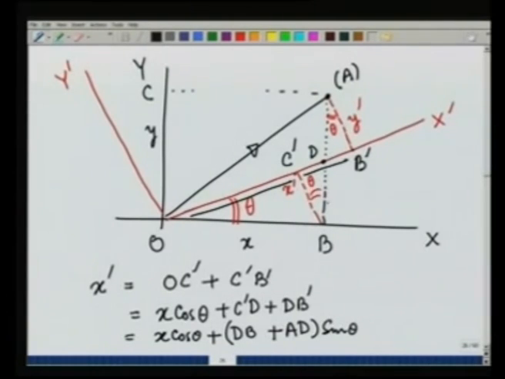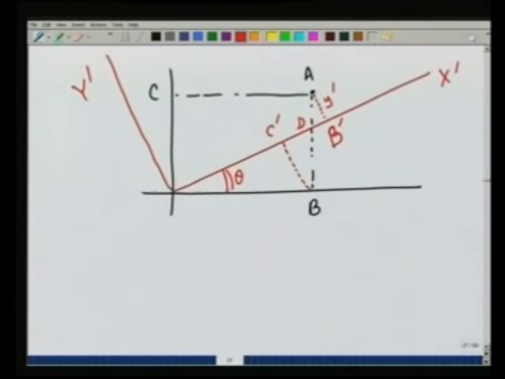Now, you see DB plus AD is nothing but y. So, I can write this as x cosine theta plus y sine theta. And what I have shown you in the previous page is that x prime is x cosine theta plus y sine theta.